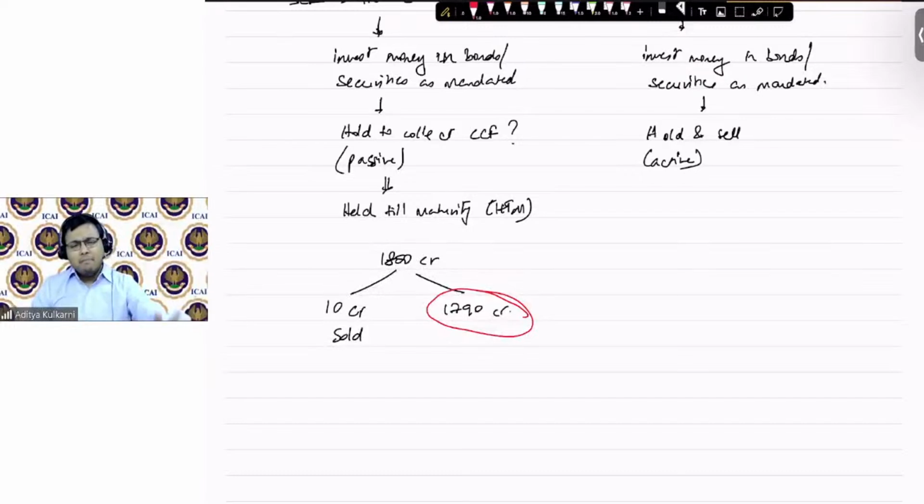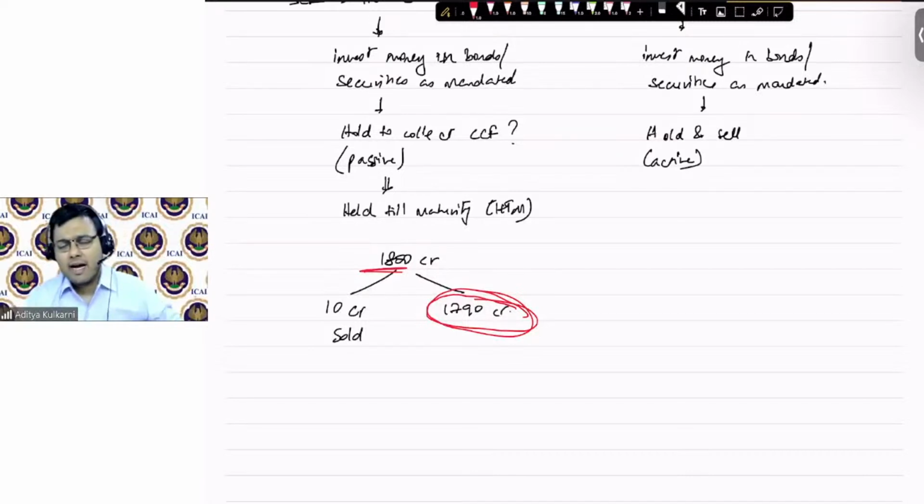10 crore आपने बेचा, वो ठीक है. What is the percentage? What is the materiality? Why do you break your head so much? You will look at this 1790 crores versus this 1800 crores. They are still held to maturity, and therefore the business model has not changed. It continues to be held to maturity.